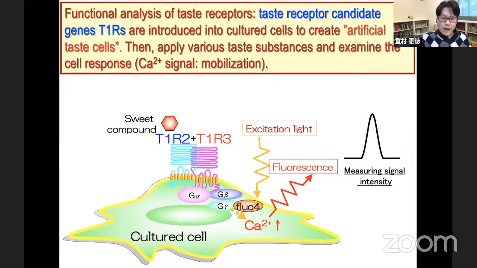As a result, when each of T1R2 or T1R3 was introduced into the cell individually, the cell did not respond to any taste stimuli. But when both T1R2 and T1R3 were introduced together, they showed clear responses to sweet compounds. Thus, these results demonstrated that T1R2 and T1R3 make a heterodimer and function as a sweet taste receptor.